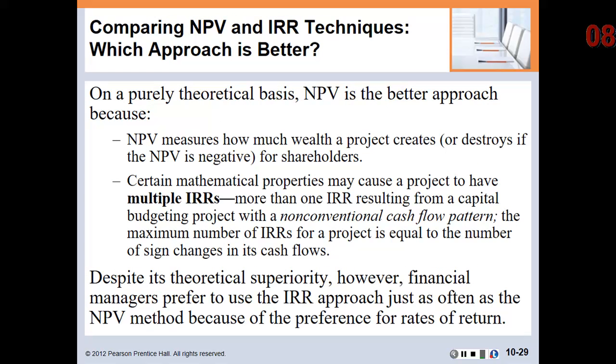All right. So basically, which of these is better? Okay, so on a purely theoretical basis, net present value is the better approach. It is technically better. You don't really have to get into this a lot, but the reason for it is it measures how much wealth a project creates, and because of some mathematical properties, the internal rate of return can actually come up with multiple solutions.